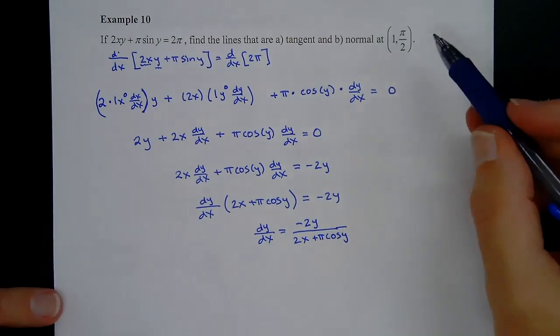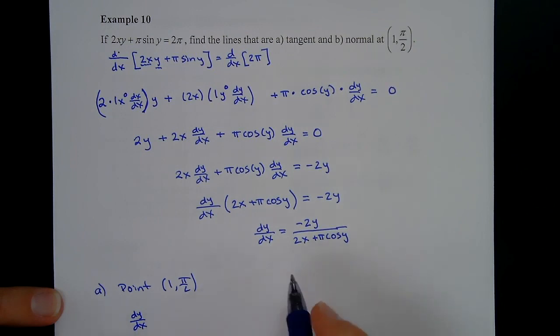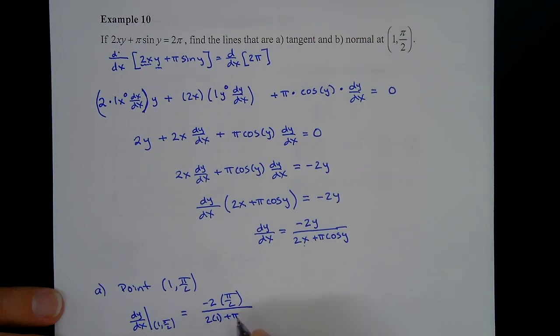All right. So now to find the equation of the tangent line, okay, we have a point, and that point is 1 comma pi over 2. And we have a derivative, right, which would give us the slope, so dy over dx. And this derivative is dependent upon what the x coordinate is and also the y coordinate. So that we're going to put at 1 comma pi over 2. And then this is equal to negative 2 times your y, which is pi over 2, over, and then this would be 2 times x, so 2 times 1, plus pi cosine of y, which is pi over 2.